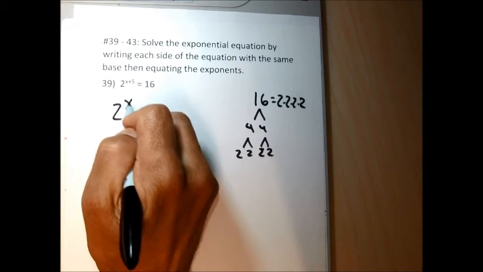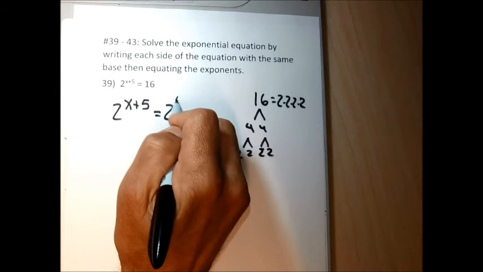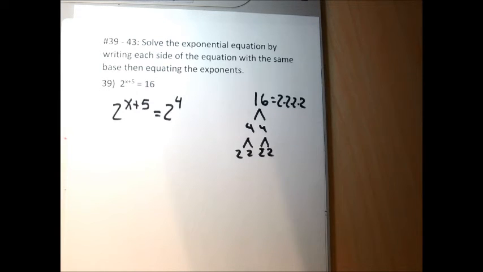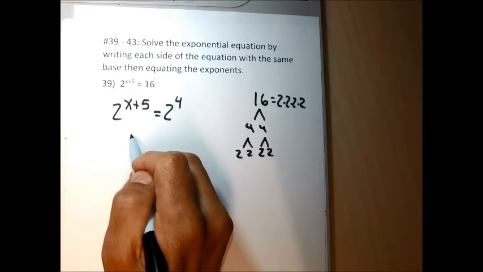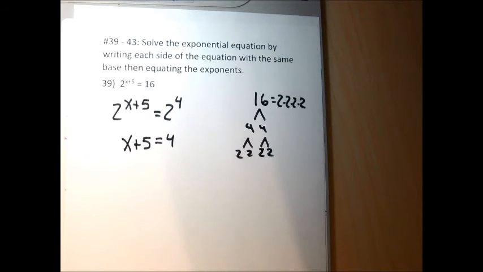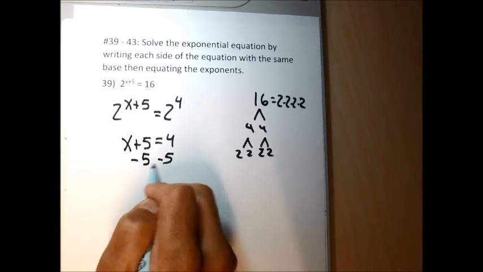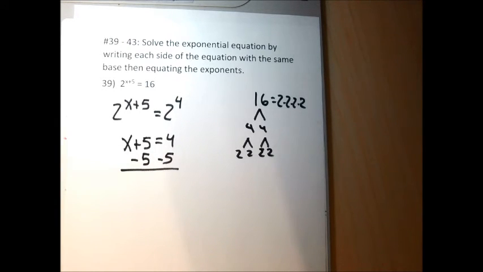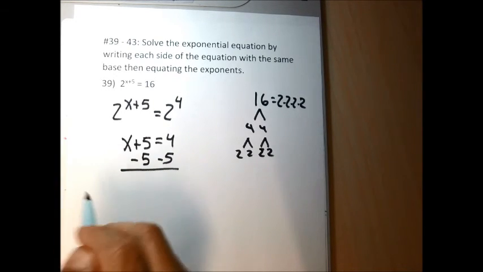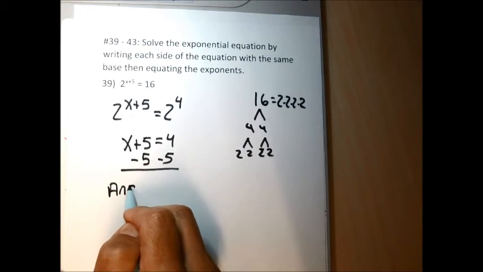So I can rewrite this problem, leaving the left side 2 to the x plus 5, changing the right side to 2 to the 4th. And once in each of the problems between 39 and 43 you have both sides with the same base, you solve the problems by dropping the bases and setting the exponents equal to each other. There's no squares. When I set the exponents equal to each other, I just need to isolate the x. And my answer for 39 is going to be x equal to negative 1.